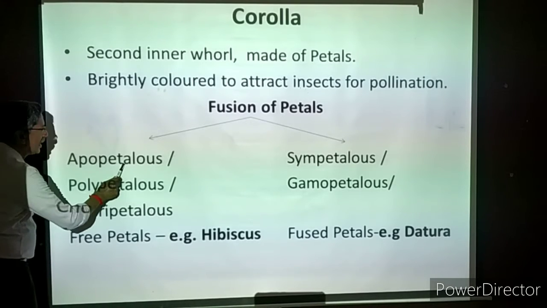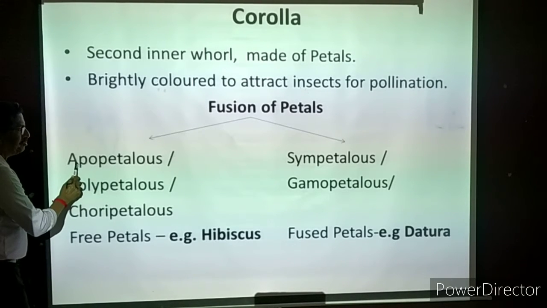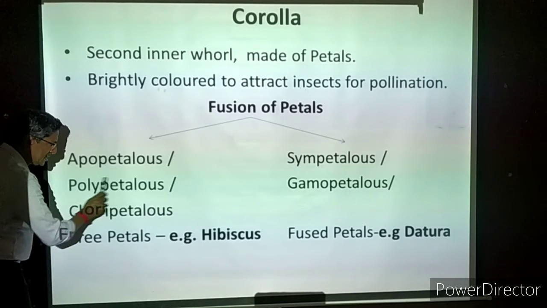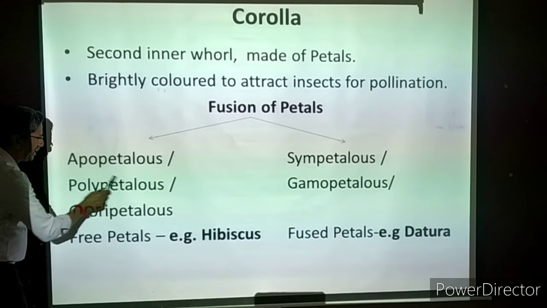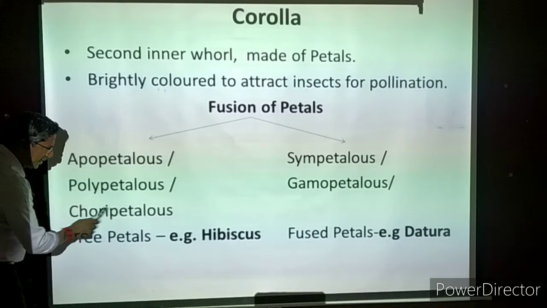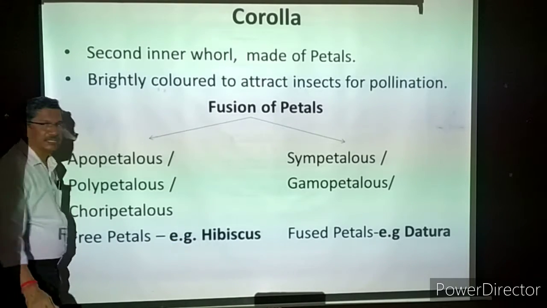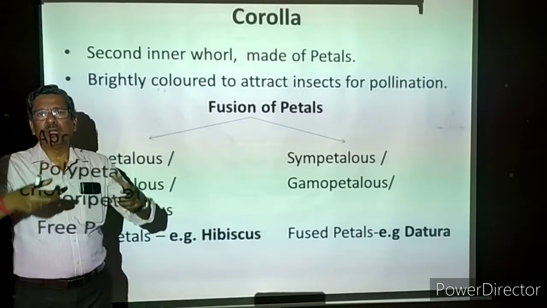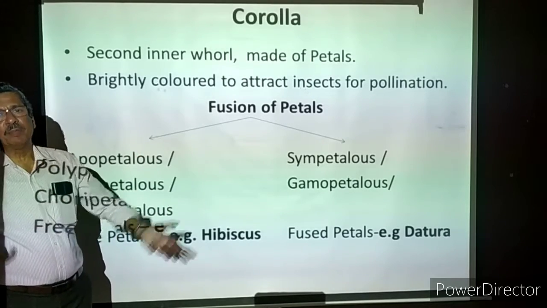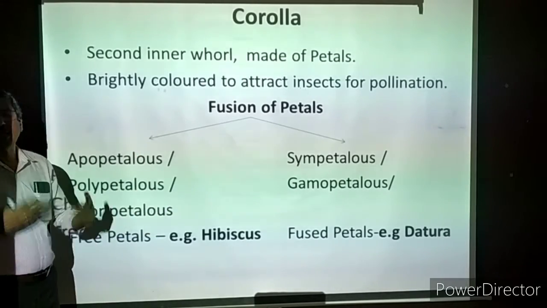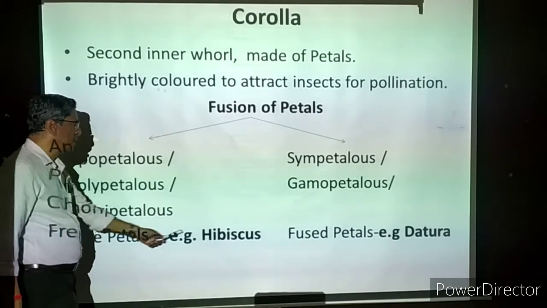In apopetalous, petals are free from each other. Polypetalous, same thing. Poly means free, petals are free. Cory also means free, petals are free. So, free petals. Example, hibiscus. If you take a hibiscus, all the red petals will be separated. We can easily separate them. They are not fusing with each other.